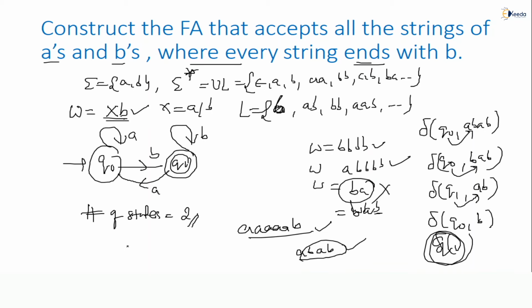Try to make an observation also here. Number of states, how many did we get? 2. So also understand: it ends with B only, right? How many symbols are there? Only one symbol. 1 plus 1 equals 2 only. We'll take some more examples to understand finding the number of states directly.